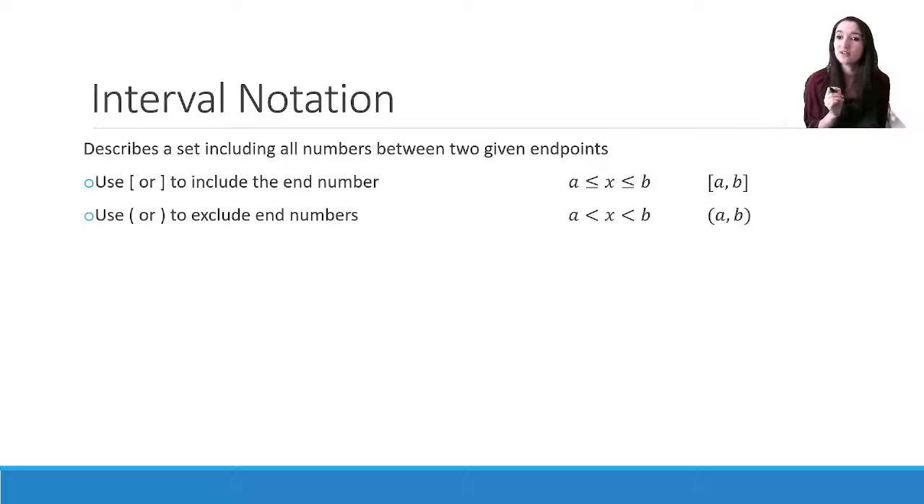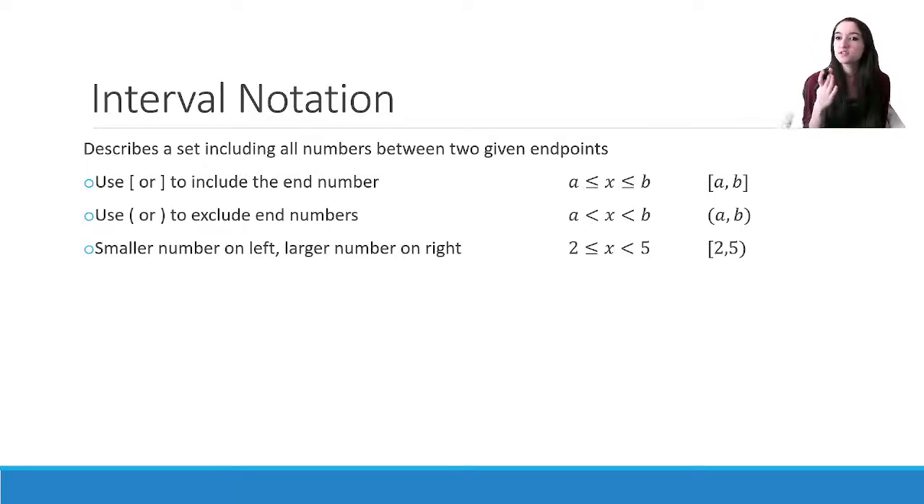But if we're not including a or b, then we would use open brackets or round brackets. A lot of names get used here. They're parentheses, that's all they are. So we have square brackets, also known as closed brackets, and then round brackets, open brackets, or parentheses, they're all the same thing. Those exclude a number. So that's saying a is less than x, which is less than b, and so we use parentheses to say from a to b, but not including a or b.